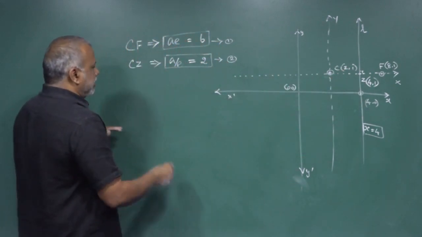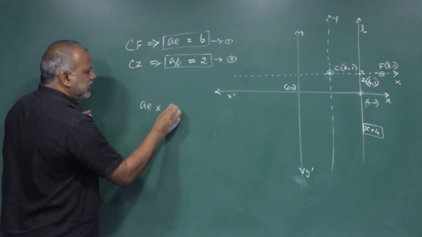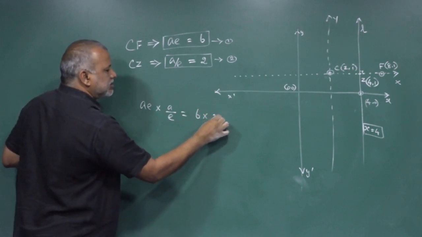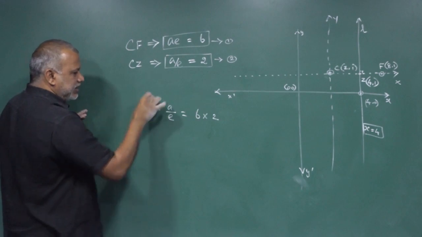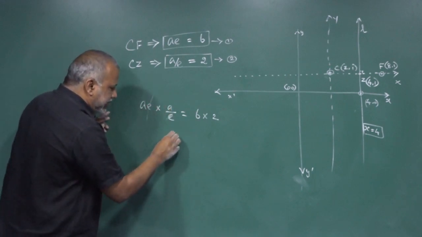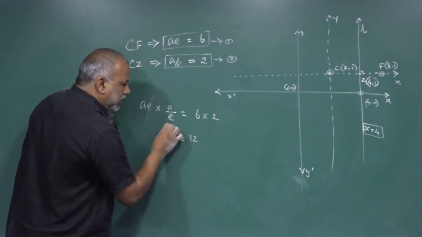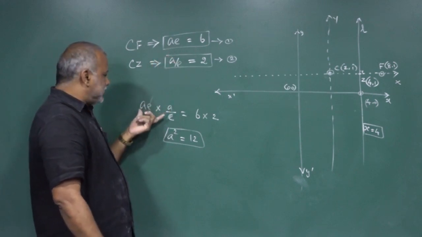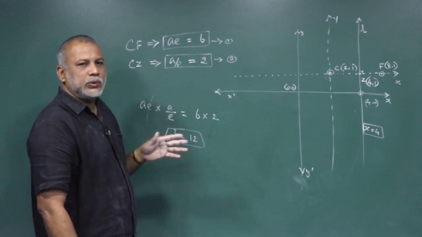Just multiplying these two equations. AE multiplied with A by E equals 6 multiplied with 2. What is the necessity? E will be removed directly. Then we get A multiplied by A, we get A squared. A squared equal to 6 into 2, we get 12. See the logic? A by E, just multiply, E will be removed.